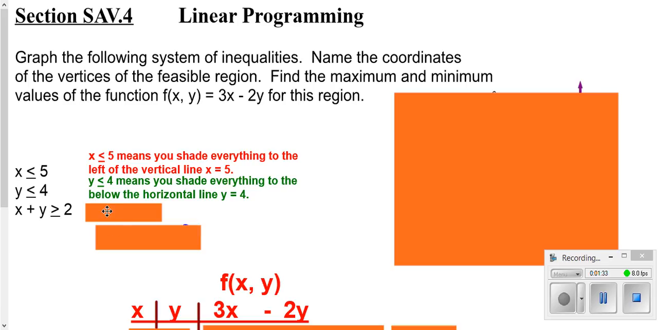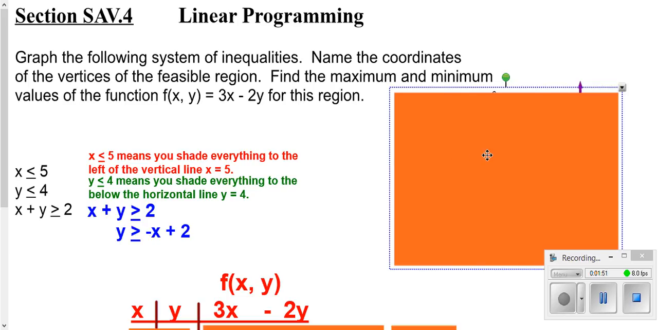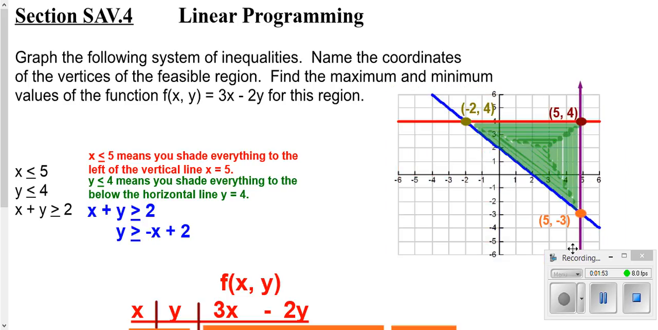This one here, we want to go ahead and get y by itself. So we'll go ahead and subtract x from both sides. So we're going to have a diagonal line starting at a height of 2, and then we're going to have a slope of -1, so down 1 over 1, down 1 over 1, and so on. So if we graph that, we just get this. Here's our blue diagonal line. Here's our vertical line. Here's our horizontal line. We can easily find our corner points.